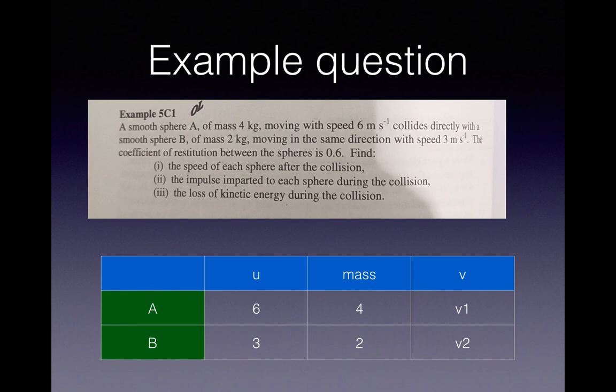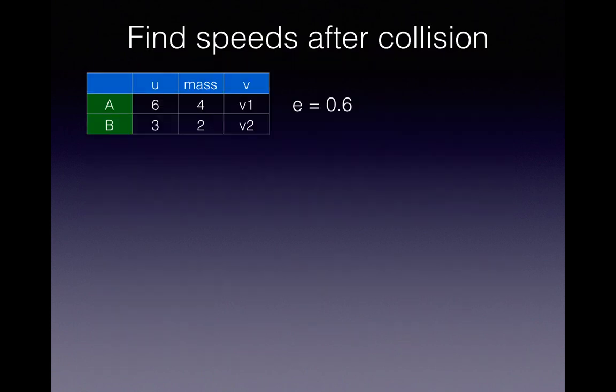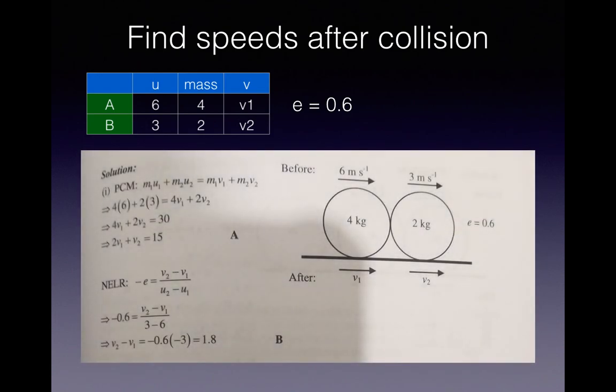I fill the masses in there as well, and I don't know what the velocities or the speeds are after the collision, so I'm just going to call them v1 and v2. That's up the top, and there's my e value as well. So what we need to do is apply the principle of conservation of momentum, where particle A is the first particle. So it'll be m1u1, so 6 by 4, plus m2u2, that's 3 by 2, equals m1v1, which is 4 by v1, plus m2v2, which is 2 by v2. We get an equation which is 4v1 plus 2v2 is equal to 30, so 2v1 plus v2 is equal to 15. The second thing we want to do is apply Newton's law of restitution.